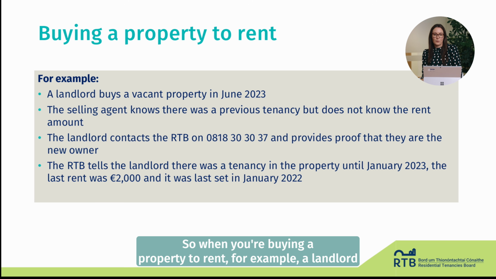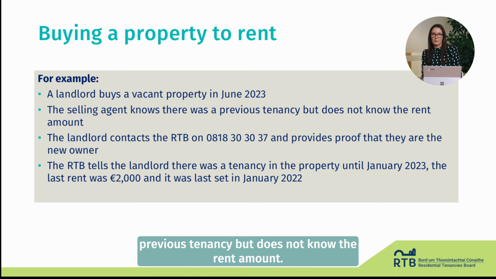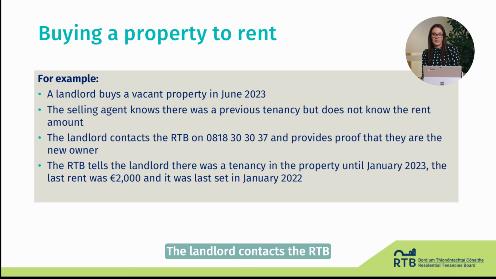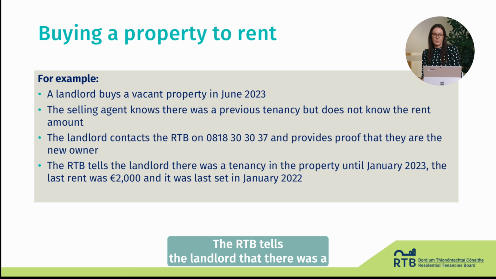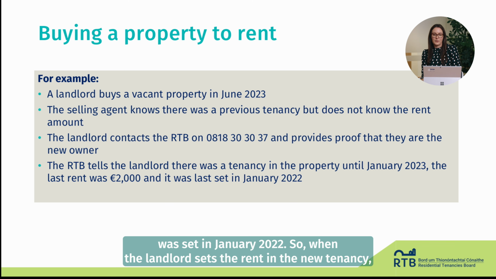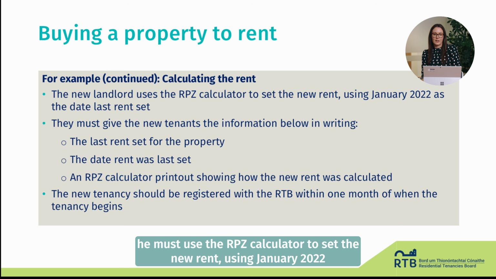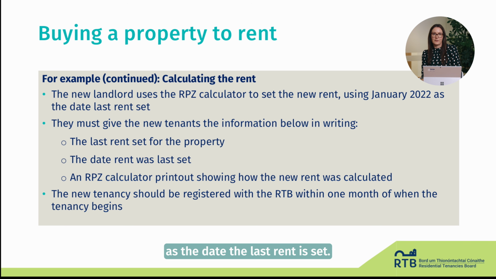So when you're buying a property to rent, for example, a landlord buys a vacant property in June 2023. The selling agent knows that there was a previous tenancy but does not know the rent amount. The landlord contacts the RTB and provides proof that they are the new owner. The RTB tells the landlord that there was a tenancy in the property until January 2023. The last rent was €2,000 and it was set in January 2022. So when the landlord sets the rent in the new tenancy, he must use the RPZ calculator to set the new rent, using January 2022 as the date the last rent was set.